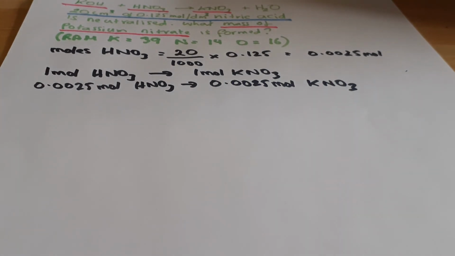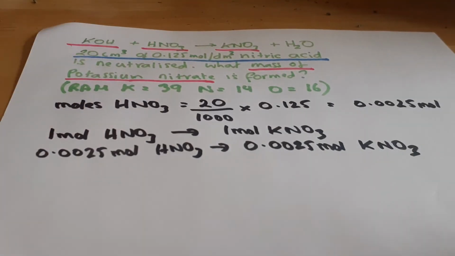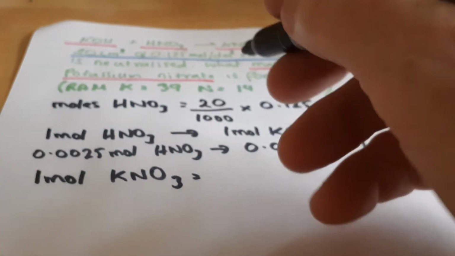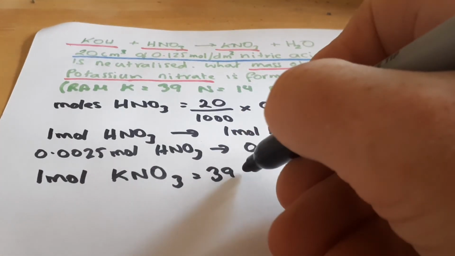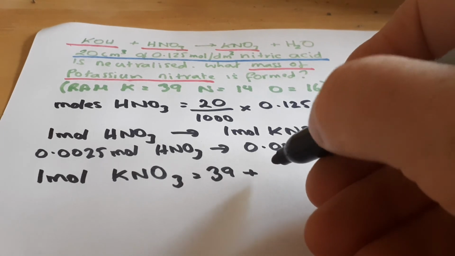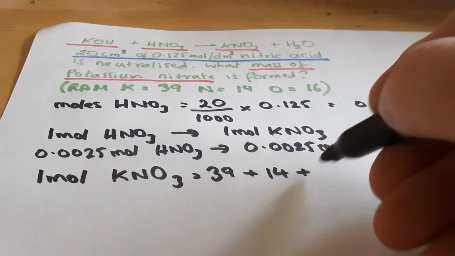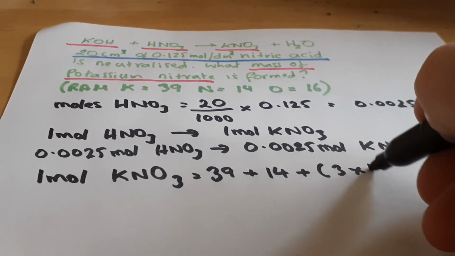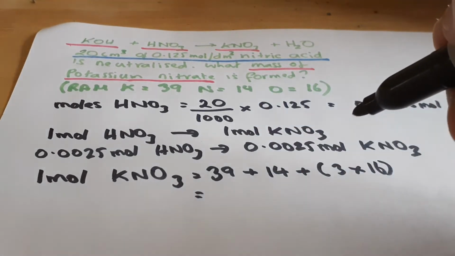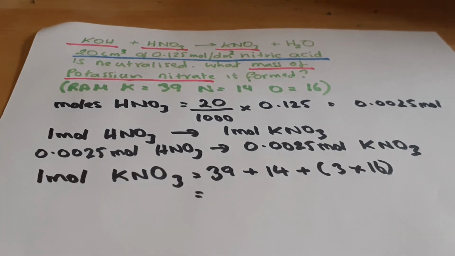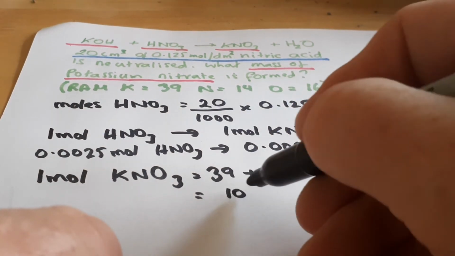So 1 mole KNO3 equals potassium, its relative atomic mass is 39, plus nitrogen, relative atomic mass is 14, plus, as you can see from the formula, there's 3 oxygens. So 39 plus 14 is 53, plus 48 is 101.